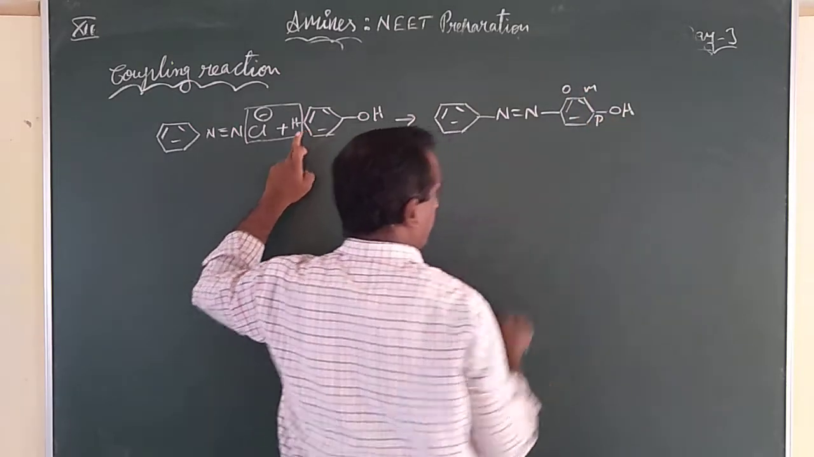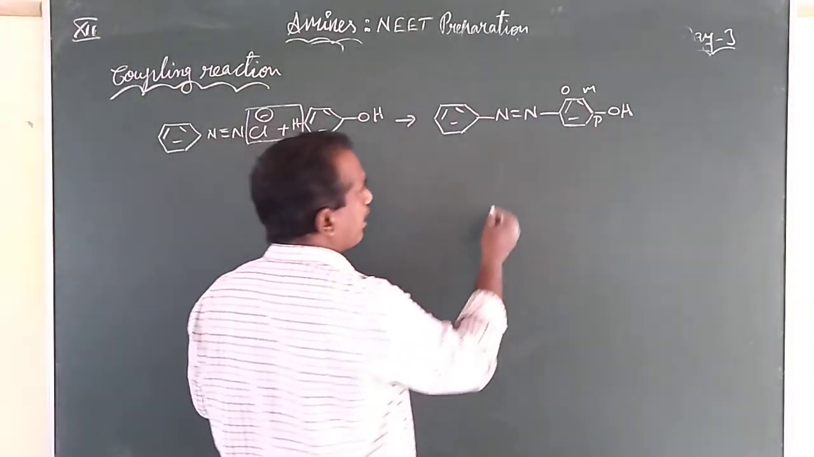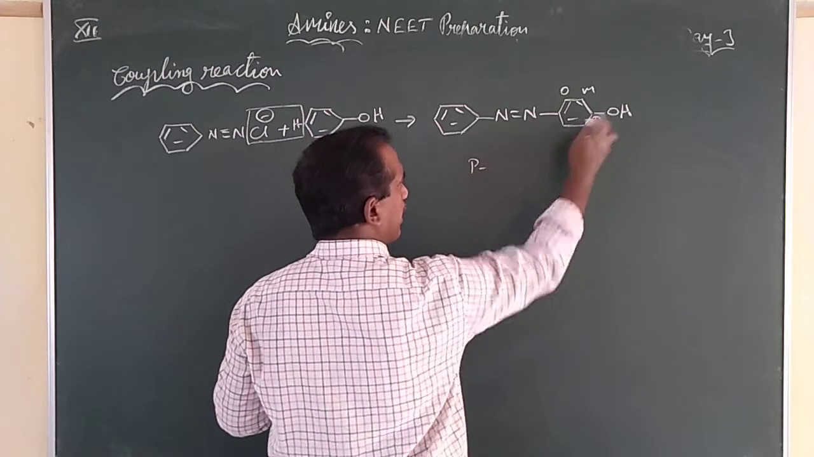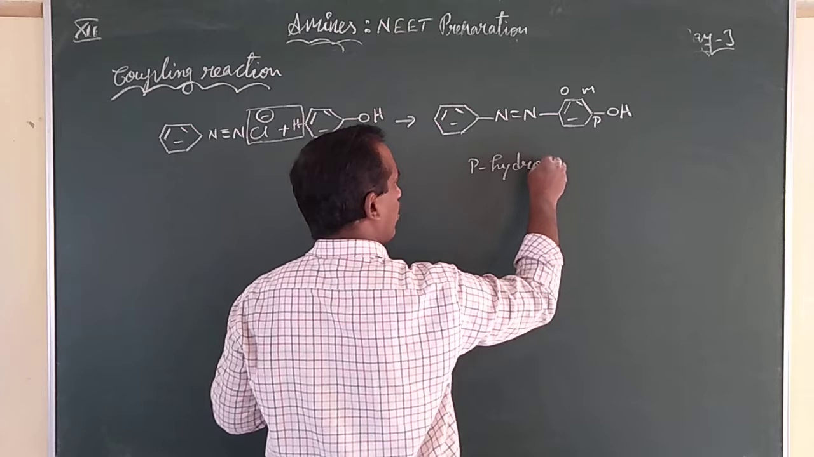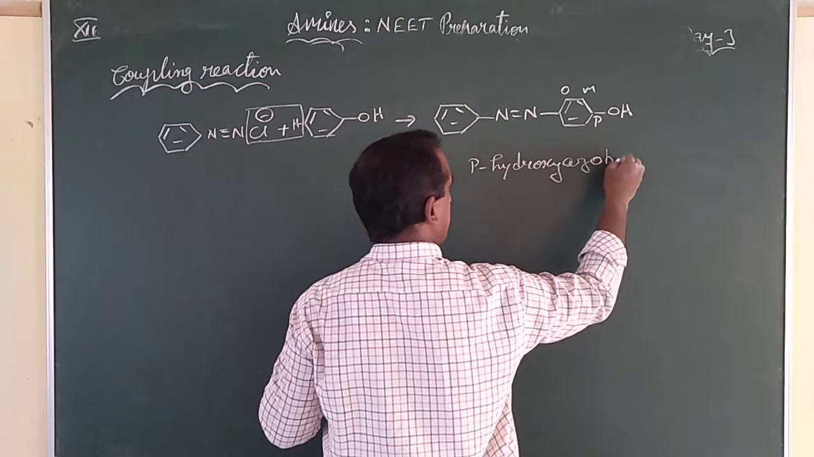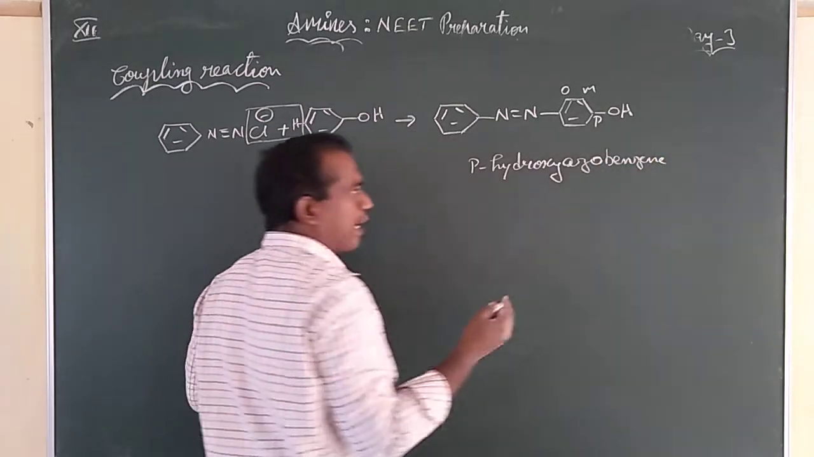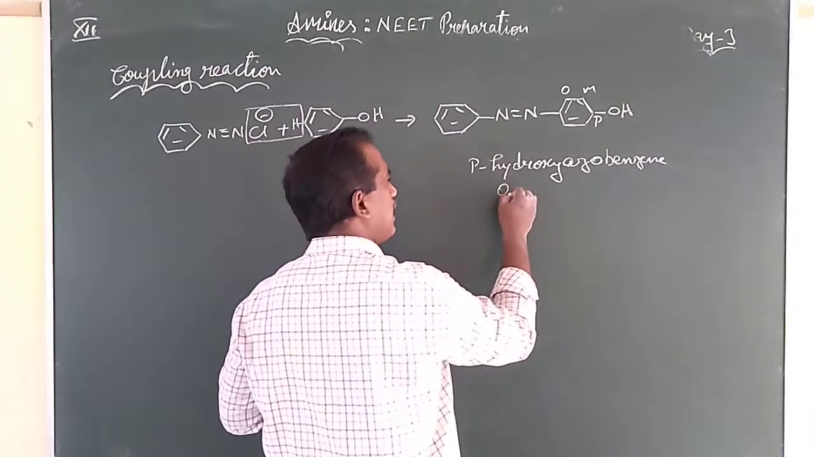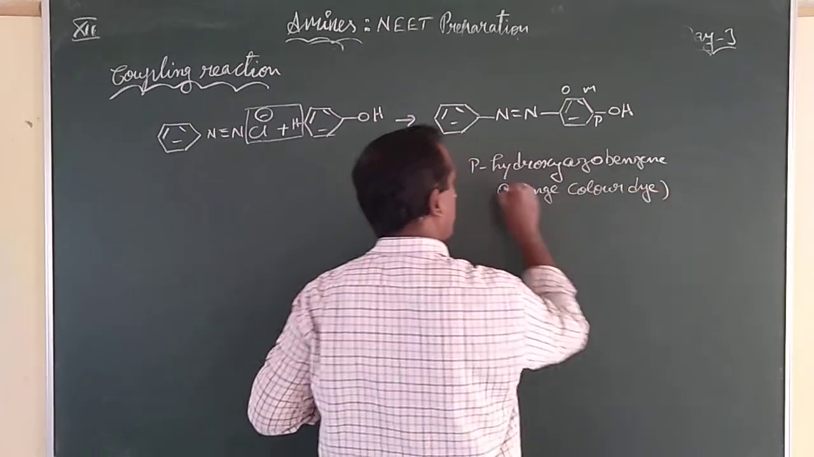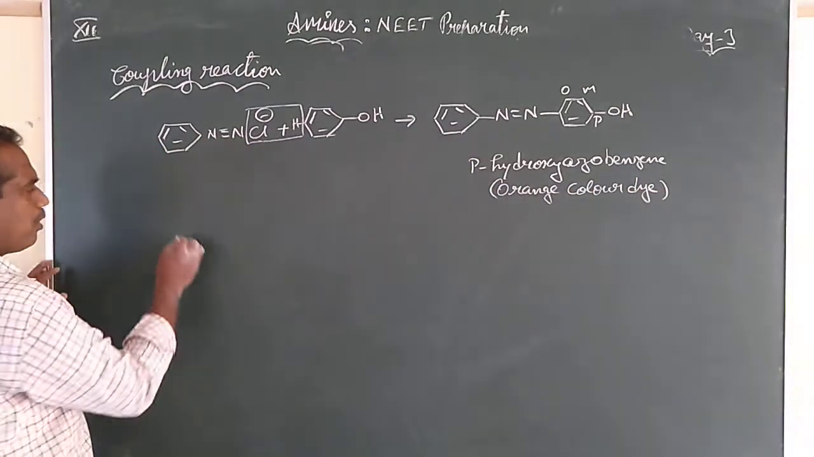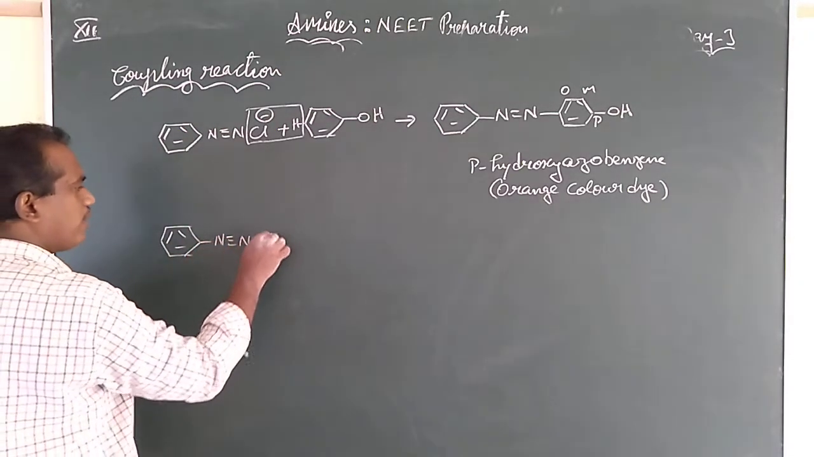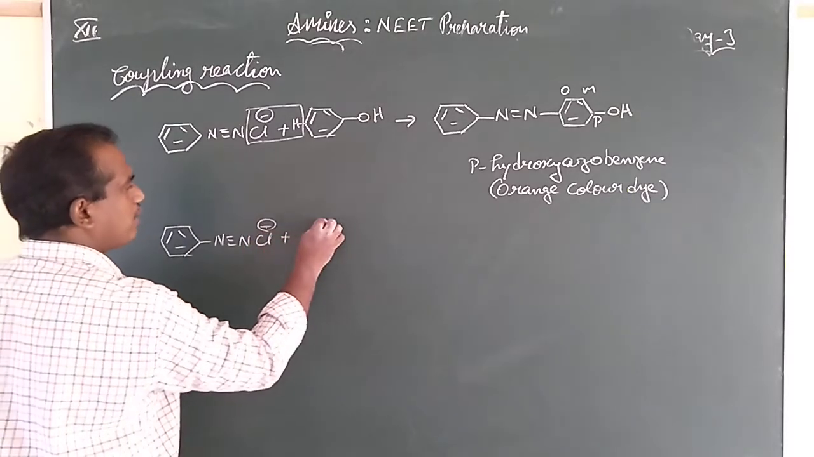Ortho, meta, para. So this part I am calling para-hydroxy. Two nitrogens are paired there now. We need to call it azobenzene. What is the name of this one? Para-hydroxy azobenzene. It is an orange color dye, a coloring compound.